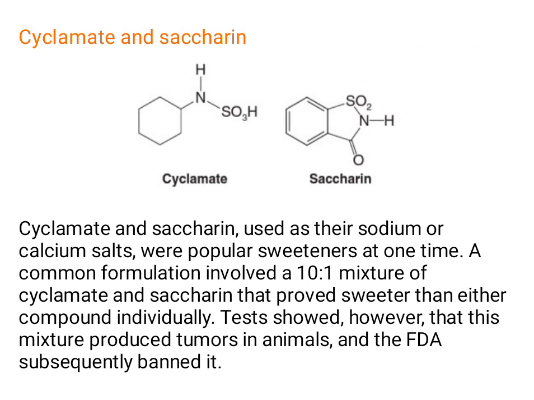Cyclamate and saccharin. At first look at the structure of cyclamate, and this is the saccharin. Cyclamate and saccharin, used as their sodium or calcium salts, were popular sweeteners at one time. A common formulation involved a 10:1 mixture of cyclamate and saccharin that proved sweeter than either compound individually. Tests showed, however, that this mixture produced tumors in animals, and the FDA subsequently banned it. So cyclamate and saccharin were used at one time, but now they are banned by the FDA, the Food and Drug Administration in the USA.